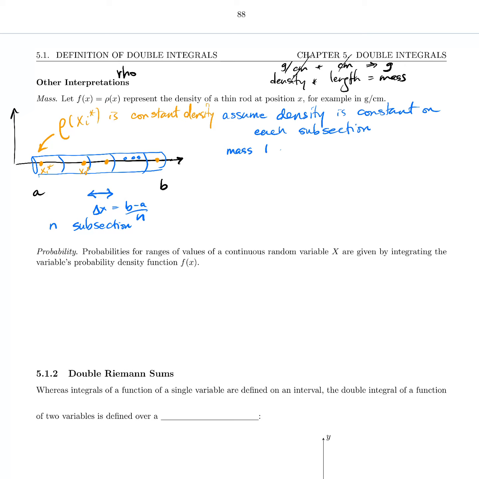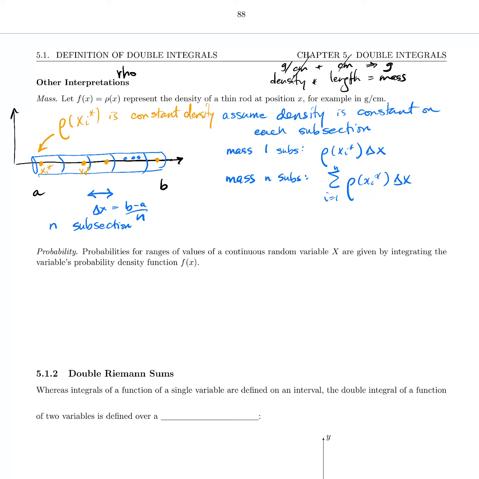And so then the mass of one subsection, well, that's going to be the density times the length. Well, the density is the density function rho of xi star times the length. Well, the length is delta x. That's the mass of one subsection. Well, of course, if we want the whole rod, we're going to add up all the subsections. So the mass of n subsections is the sum from i equals 1 to n of rho of xi star times delta x.